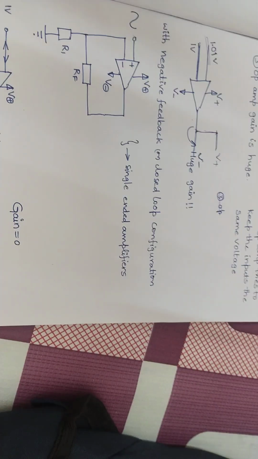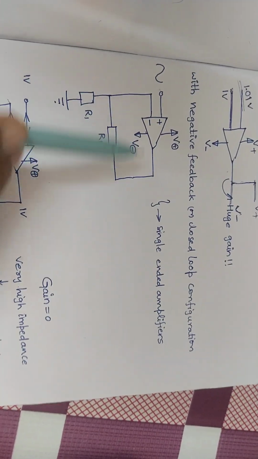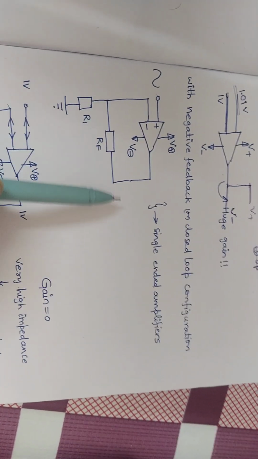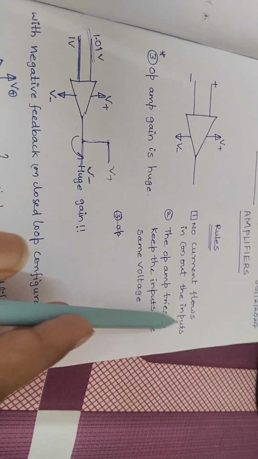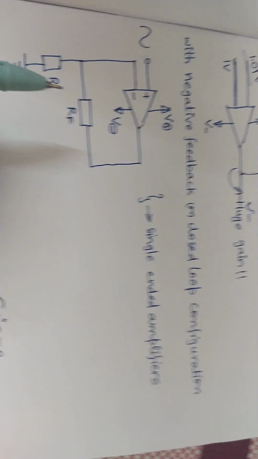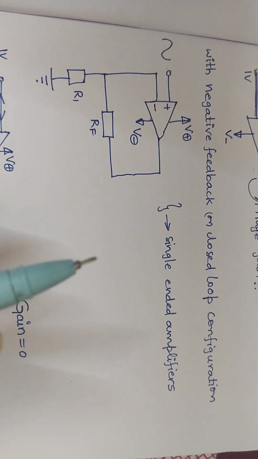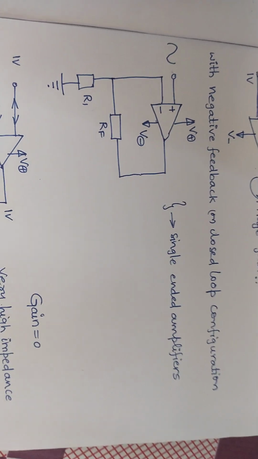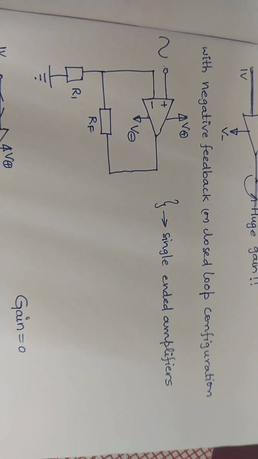Okay, let's see what that means. For the working of an operational amplifier connected with negative feedback, there are some certain rules. The rules are: no current flows in or out of the inputs. Also, the operational amplifier tries to keep the inputs at the same voltage. The first means no current, regardless of how you connect the circuit up, open loop comparator or whatever it is. An open loop comparator can't use the second rule as it doesn't have negative feedback.